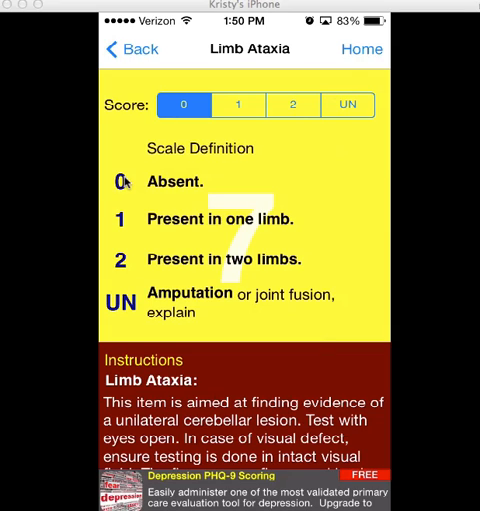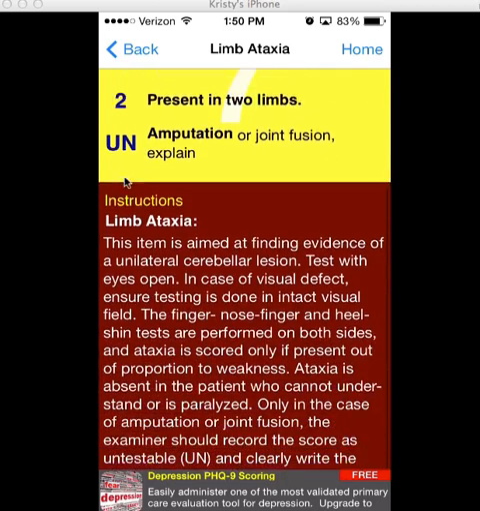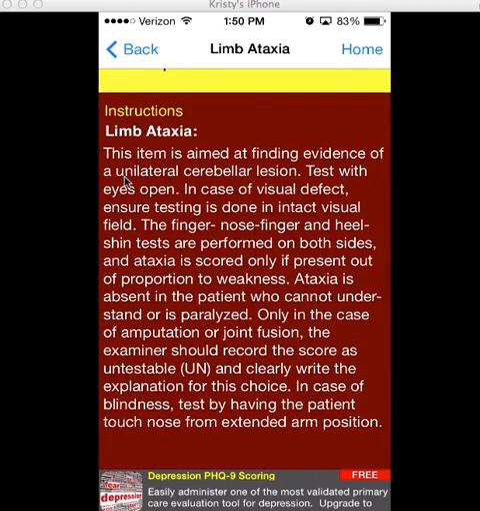Have the patient touch their nose and then your finger and back to their nose and so on. Move your finger but stay within the intact visual field. If the patient has difficulty with the task and misses the finger or nose repeatedly, note if there is weakness in this arm. Ataxia is only present if it is out of proportion to the weakness.